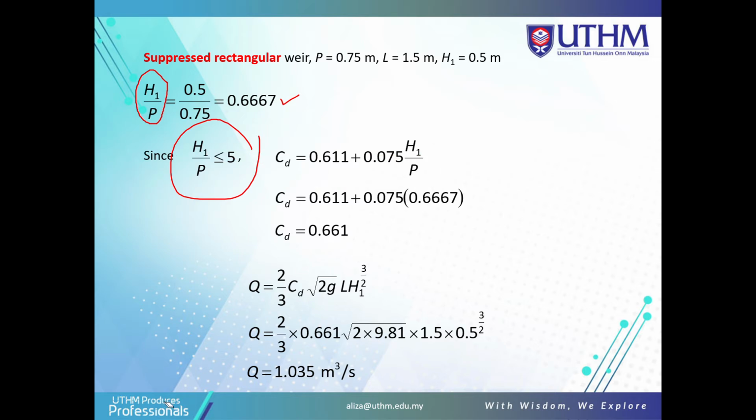Okay, so you get the CD is 0.661. Then you just put the CD in this formula until you get the Q. Actually, for this chapter, you just directly use the formula.